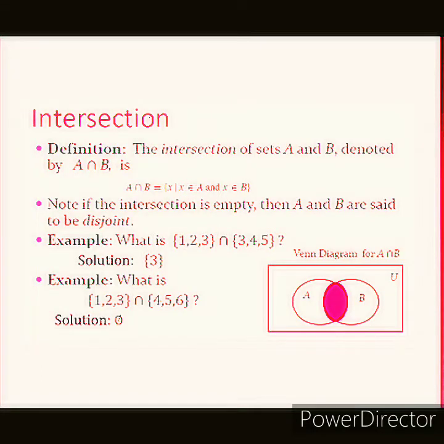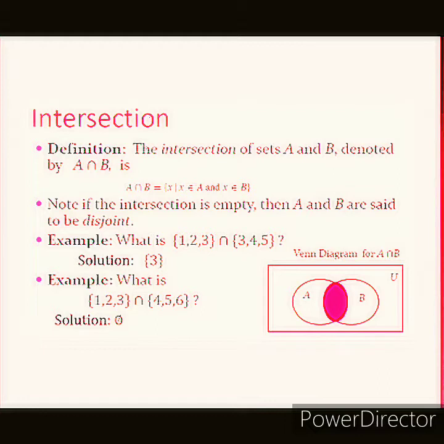Now come to the intersection. The intersection of the sets capital A and capital B is the collection of all those elements x that belong to capital A and belong to capital B. If the intersection is empty, then capital A and capital B are said to be disjoint sets.